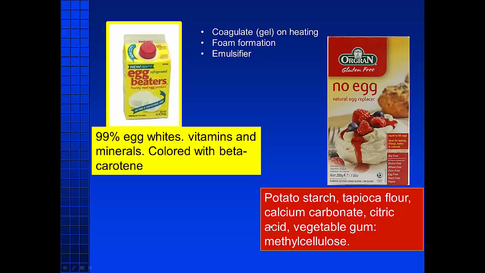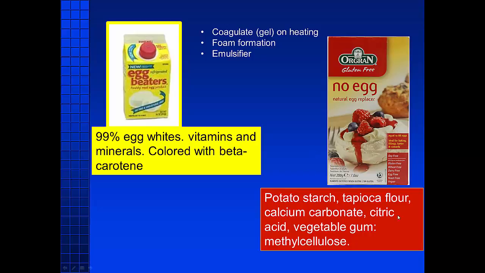Some things are in here more for stabilization. Vegetable gums, methyl cellulose is sort of a type of a vegetable gum. These also are going to provide structure both for thickening and also for foaming. You won't be able to foam a starch gel, but you can foam a solution of these vegetable gums and methyl cellulose. So this type of an egg substitute will serve to coagulate, and it will serve to foam.